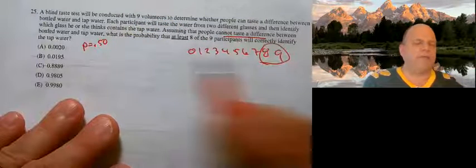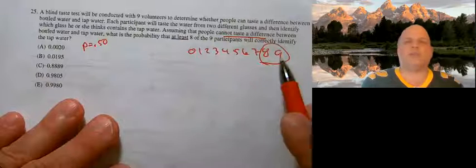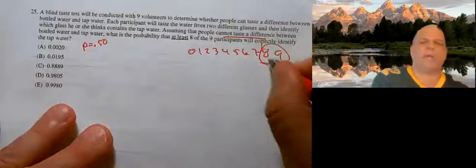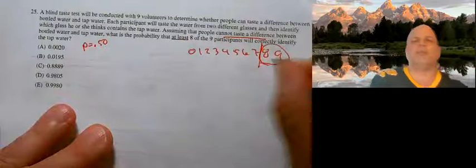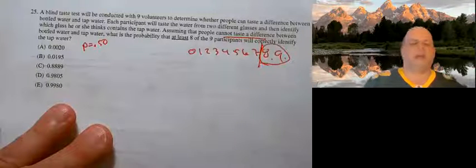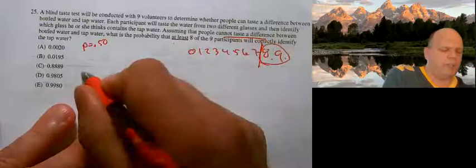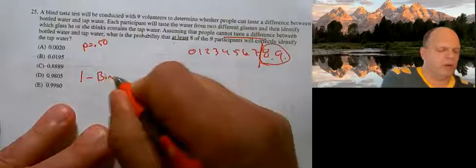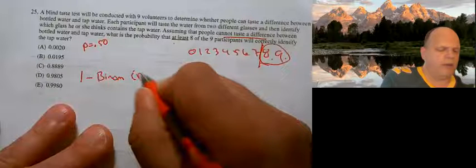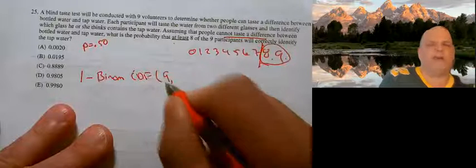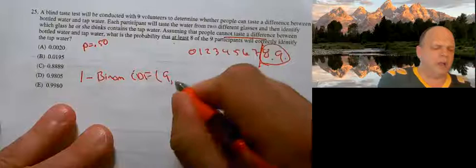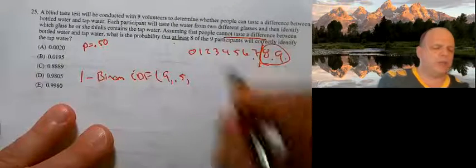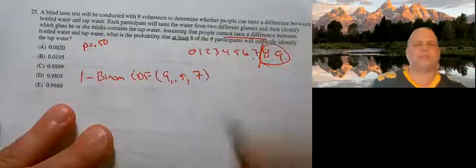So we have a fixed probability, a set number of trials. This makes this the binomial. All right. And because we have multiple values, this makes it a binomial CDF. And since they used at least, we probably want to use the 1 minus. So 1 minus the binom CDF, trials, we have 9 trials. Probability 0.5. We're going to subtract out the largest value we don't want, which is 7.